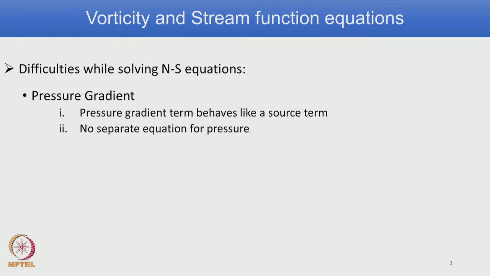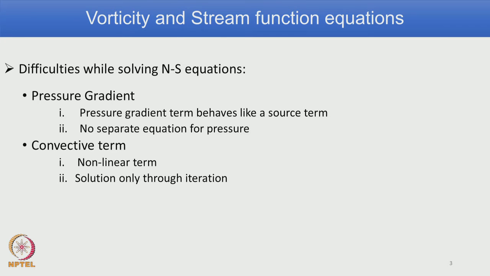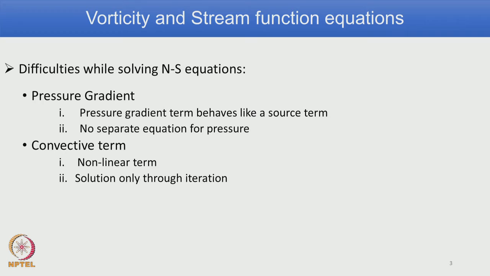We will quickly review what we did towards the end of last class. We observed that while solving Navier-Stokes equation, we have 4 equations, 3 momentum equations and 1 continuity equation. There are 4 variables, primary velocity variables u, v, w and pressure. Though we have separate equations for velocity, there is no separate equation for pressure, and pressure acts like a source term in all the 3 equations.